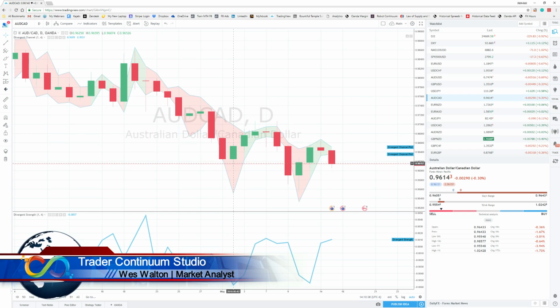So anyways, with the Australian dollar, Canadian dollar, this is divergence. We see price is actually going lower. We've got a lower trough than we had just right over here. And this is a daily chart.